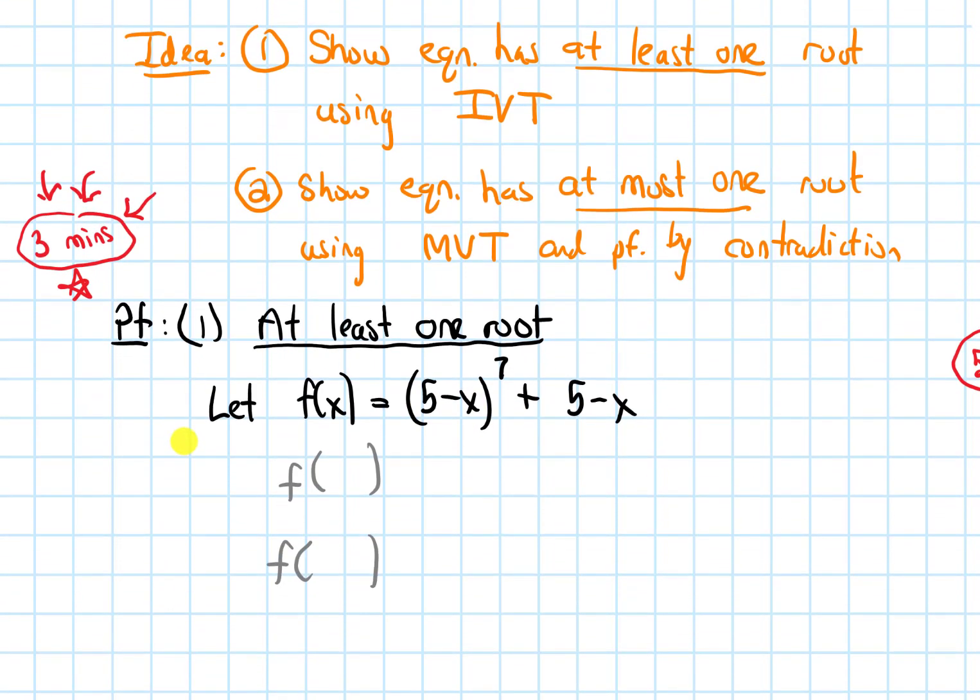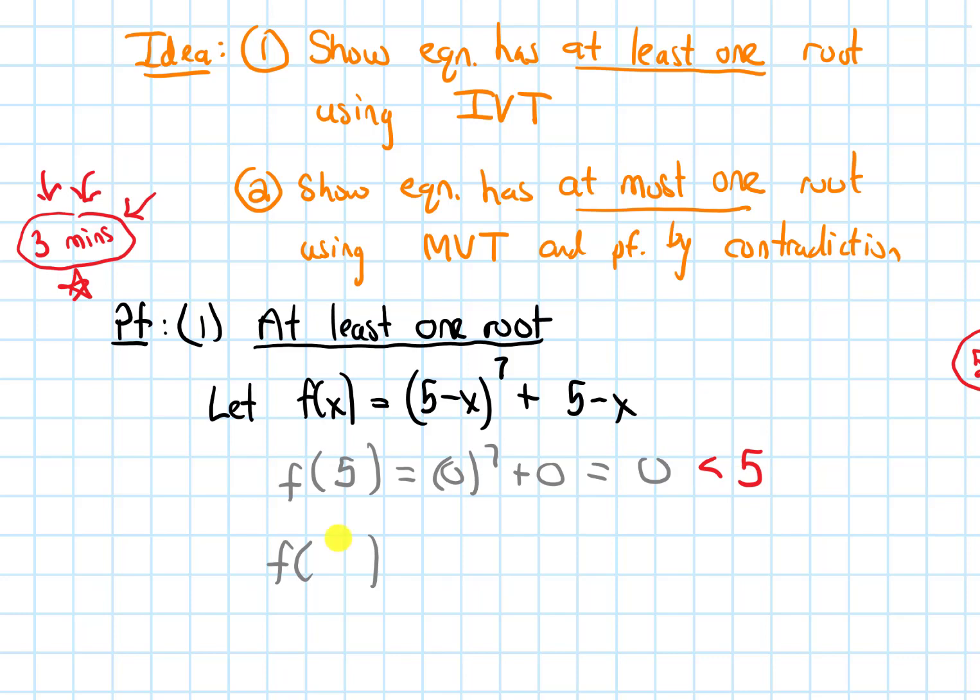Alrighty, so I want to plug in some simple values of x, and I'm actually going to plug in 5 first, rather than 0, because it's really easy to simplify what I get if I plug in 5. Plugging that in, we'll get 0 to the 7th, and then 5 minus 5 is 0. 0 to the 7th plus 0 is 0. Okay, and that is less than 5.